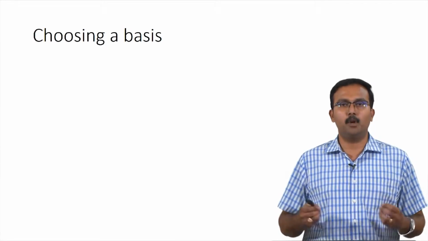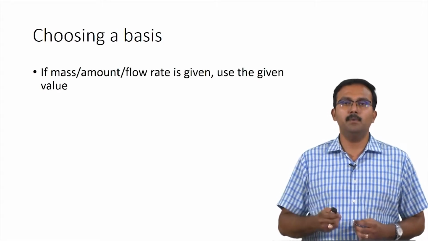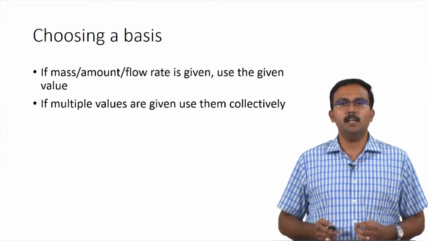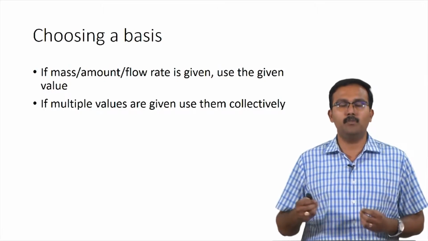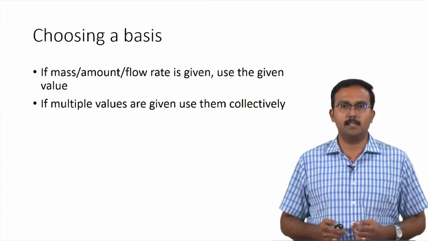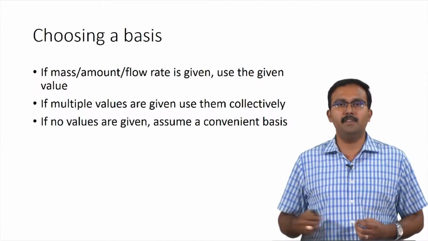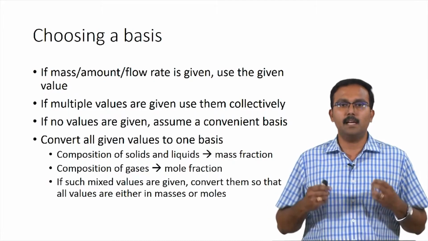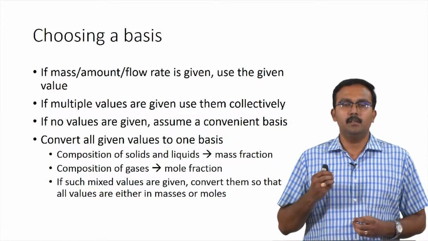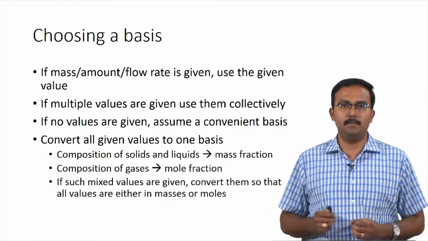The next major concept with respect to material balances is choosing a basis. How do we choose an appropriate basis? If mass, amount or flow rate is given in the problem, then we will use that as the basis for our calculations. If there are more than one mass or flow rates given, then we will use them collectively as the basis for our calculations. If these values are not given, then we will have to assume a convenient basis. Using a convenient basis will make sure that calculations are simple. We should also make sure that all the data given is converted to one basis.